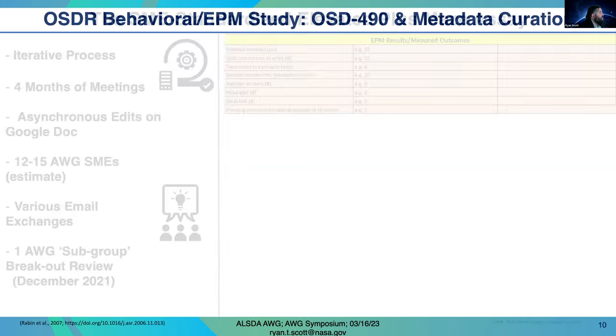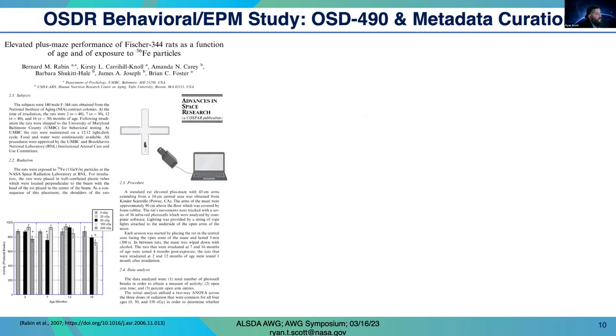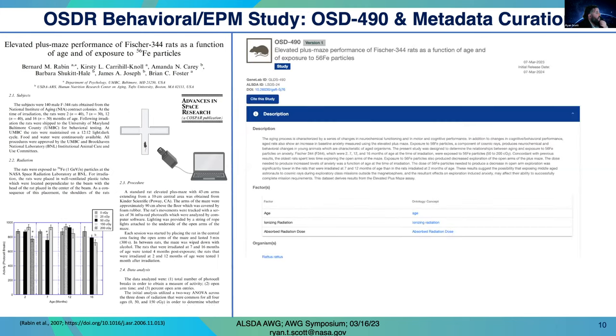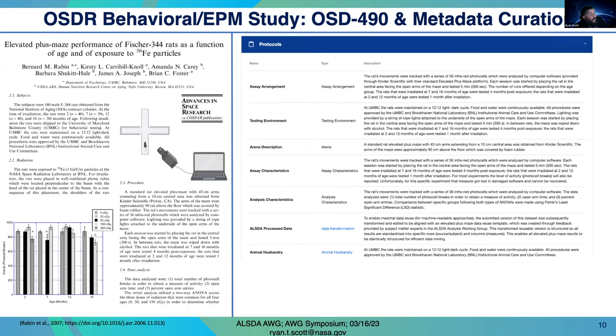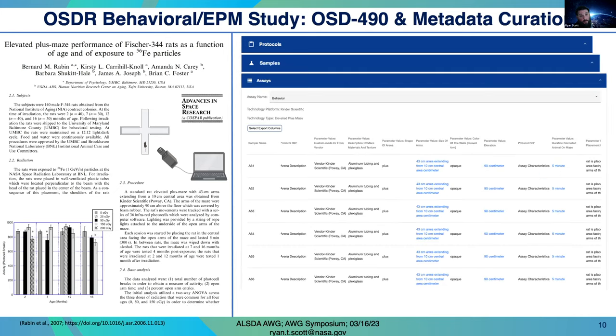And then, like I said, remember that example for the arena and objects. This is an example of an about-to-be-released dataset, which is using that elevated plus maze assay. Here's the overview, the various factors. We have the various protocols that were part of this study. Here's the sample table, which a lot of people probably recognize if you've perused OSDR before. And here's an example of that EPM assay config in practice.